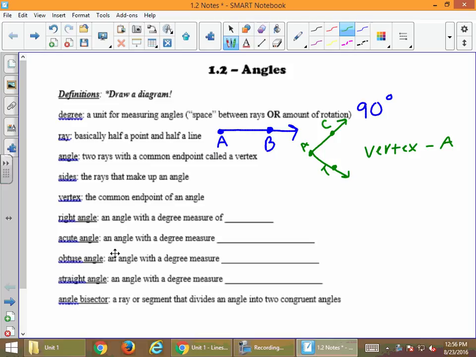The sides are the rays that make up an angle. So if you're asked what the sides of this angle are, your answer is two rays. How you name a ray is really similar to how you name a line or a segment. You draw a mini ray.